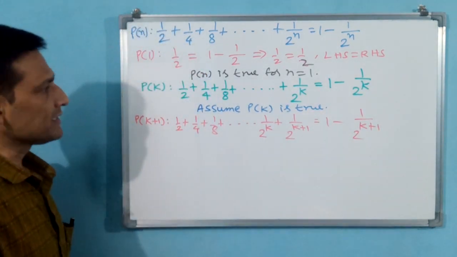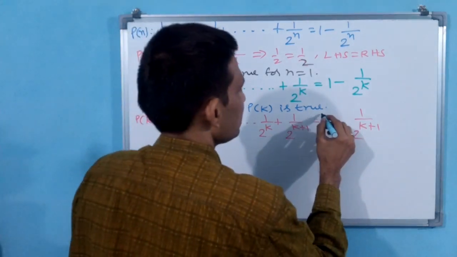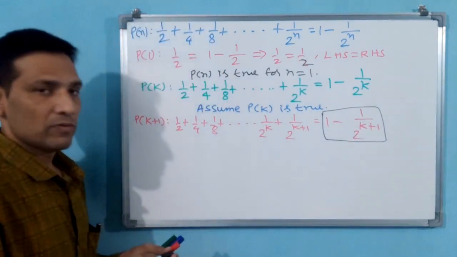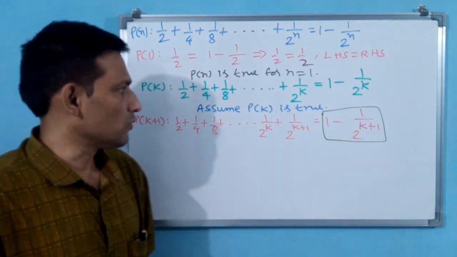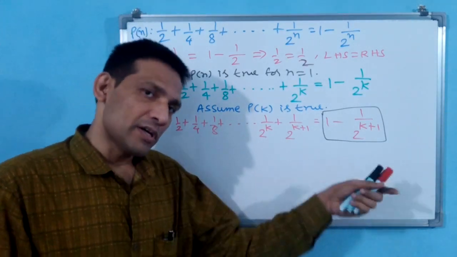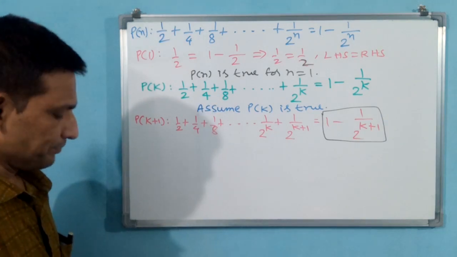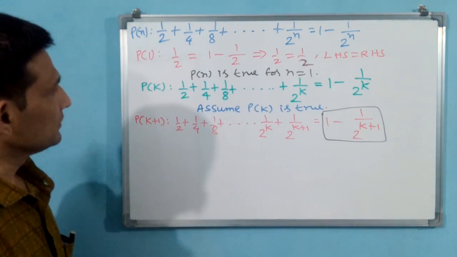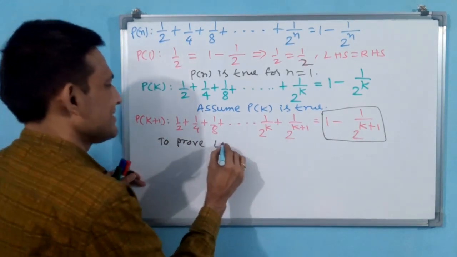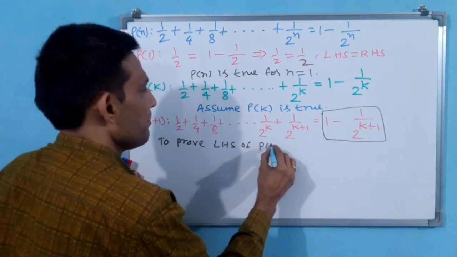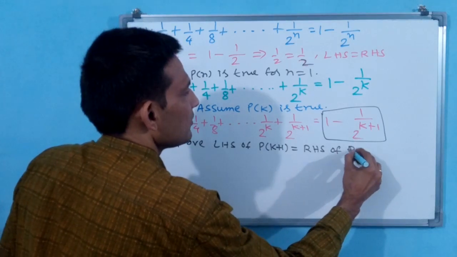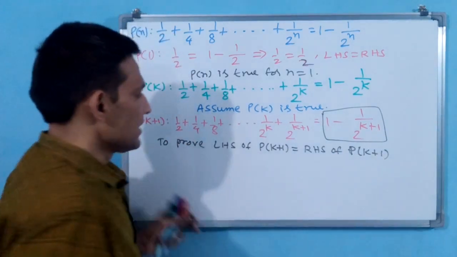What you have to do, you box it. RHS. This you have to prove. Like P of k plus 1 RHS you have to prove. Now what you have to write? To prove LHS of P of k plus 1 is equal to RHS of P of k plus 1. That you have to write. Write down. To prove LHS of P of k plus 1 is equal to RHS of P of k plus 1. Okay, this you have to prove.